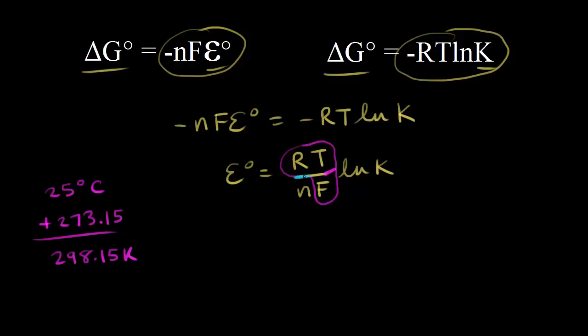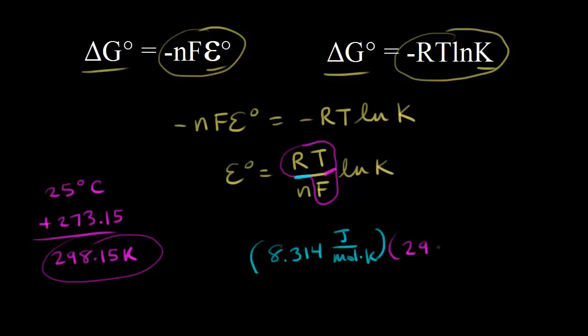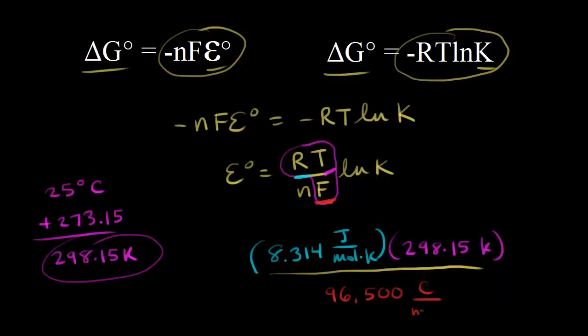R is the gas constant. So R is equal to 8.314 joules over mole times Kelvin here. So we're going to multiply that by our absolute temperature. And so our absolute temperature was 298.15 Kelvin. This is all over Faraday's constant, right? So remember, F is Faraday's constant, which is 96,500 coulombs per mole, so the charge of 1 mole of electrons. So this gives us RT over F.